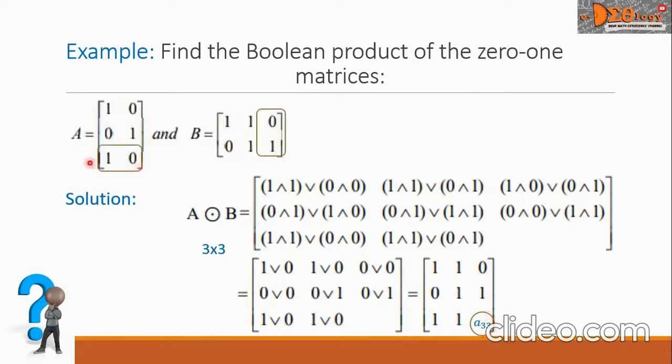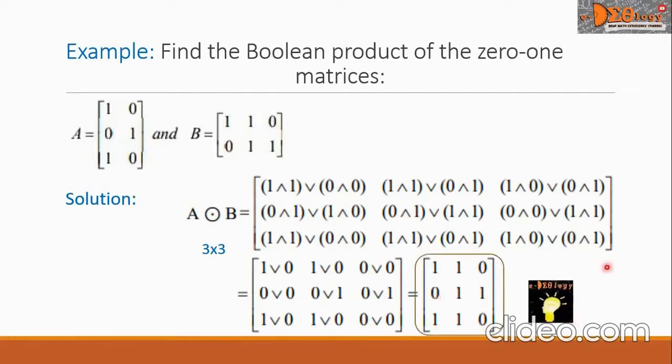So we need the third row of A and third column of B. 1 and 0 or 0 and 1. 1 and 0 is 0 or 0 and 1 is 0. 0 or 0 is 0. The Boolean product of matrices A and B is the matrix 1, 1, 0, 0, 1, 1, 1, 1, 0. This is the final answer.